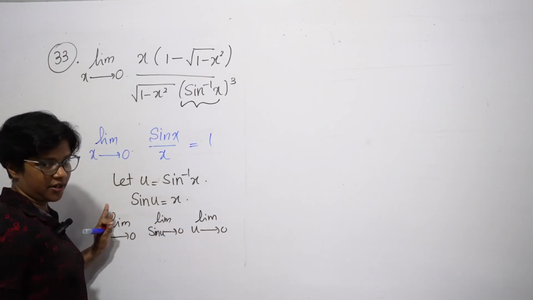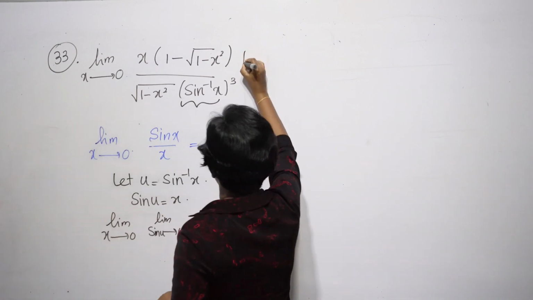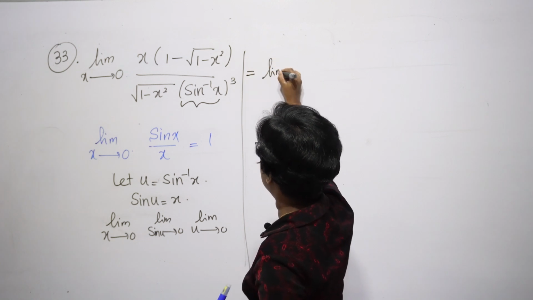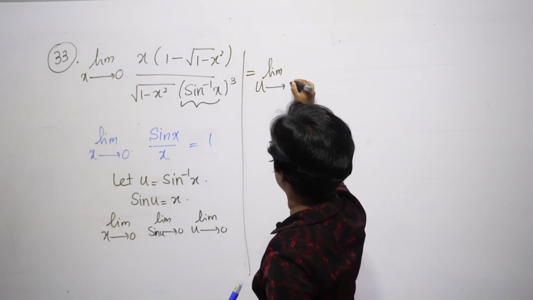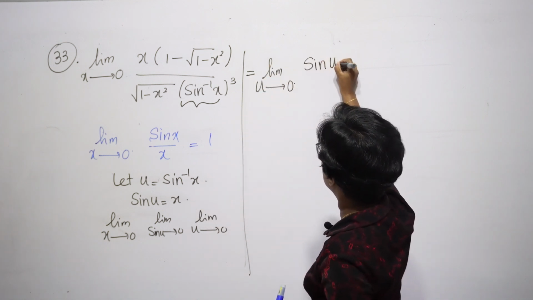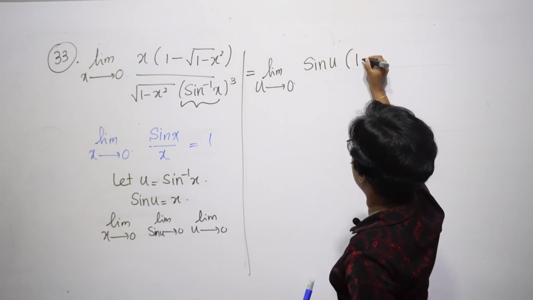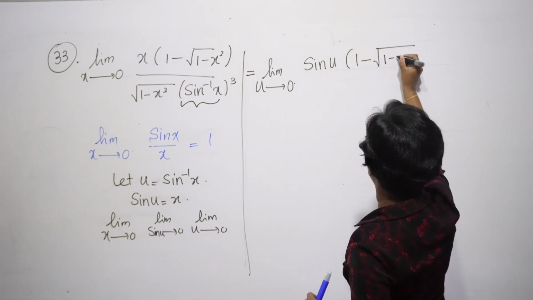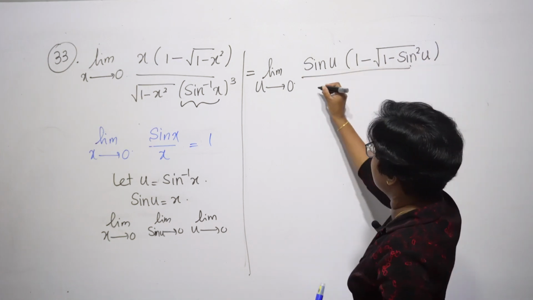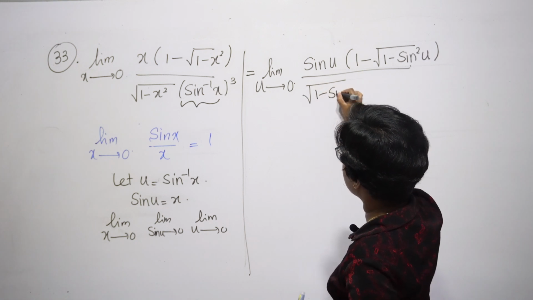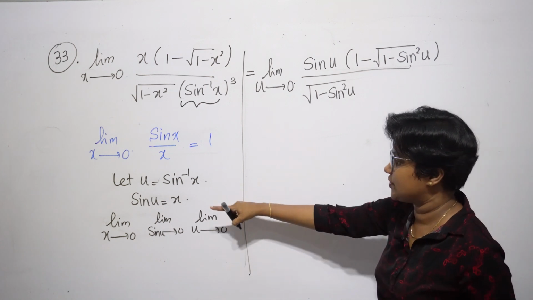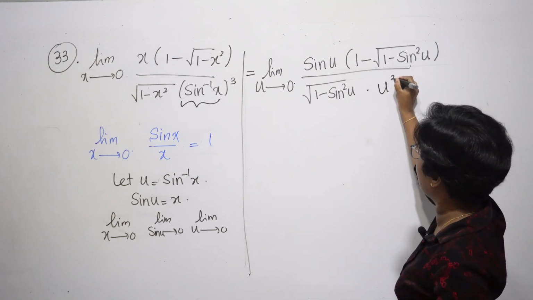Now you have this part too, and then you can convert. So now you can rewrite this. It's equal to the limit as u approaches 0. For x you can substitute sine u, times 1 minus the square root of 1 minus sine squared u, over the square root of 1 minus sine squared u, times sine inverse x, which equals u, therefore u cubed.